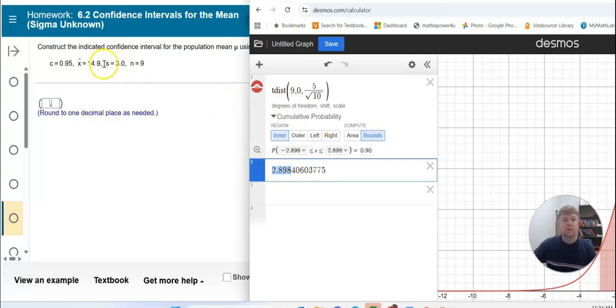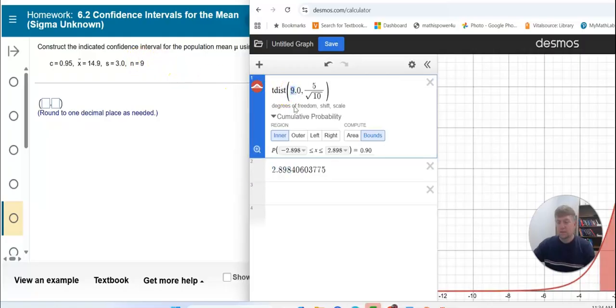All right, so let's do this. Degrees of freedom, 1 less than the sample size. So degrees of freedom is 8. We are going to shift by the sample mean, so 14.9 is our shift. And then our S, the numerator, is 3 divided by the square root of the sample size, which is 9. All right, so again, you could see that the square root of that is 3. 3 divided by 3 is 1. You could do that as well. All right, bounds, this is 95%, so I'm going to change that to 0.95. And then close this off.